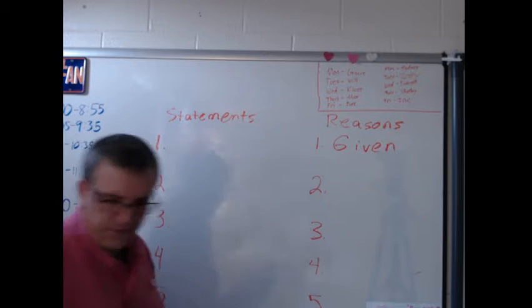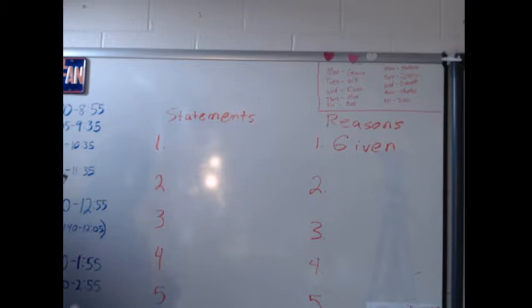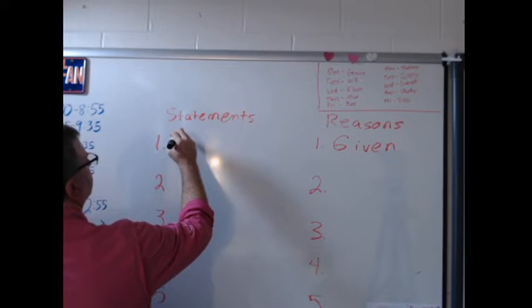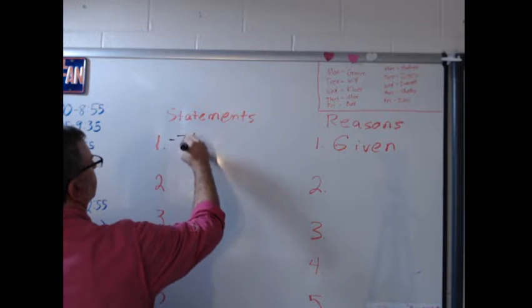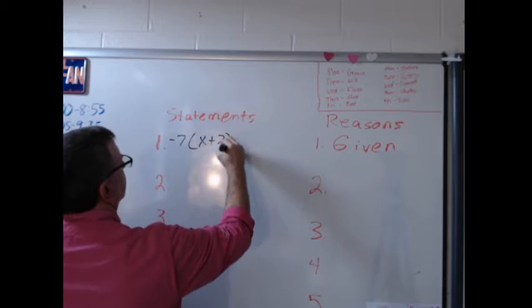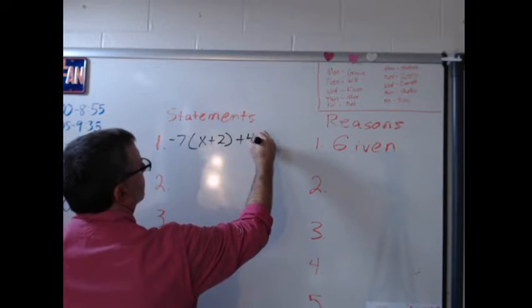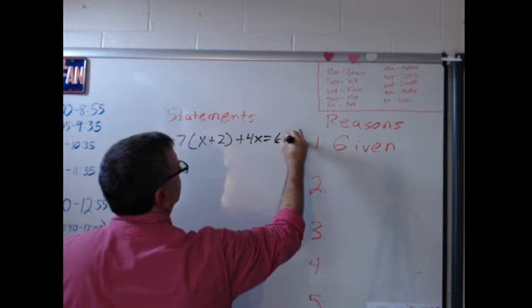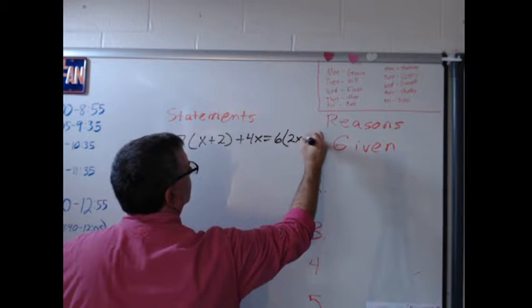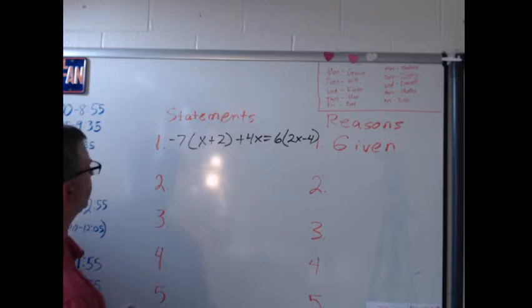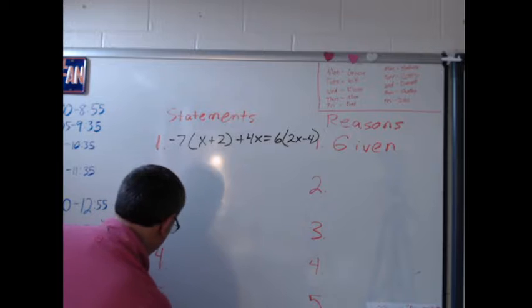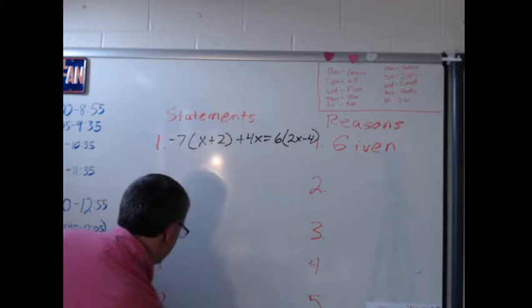Miss Lyle, if you will, please read me off what is given and what we have to prove. Okay. It is given -7 times x plus 2 plus 4x equals 6 times 2x minus 4. All right. And what are we told to prove? X equals 2/3. X is equal to 2/3.